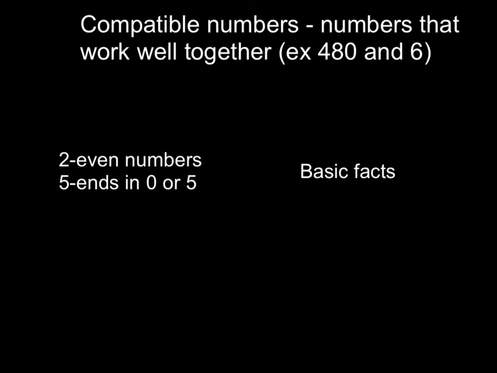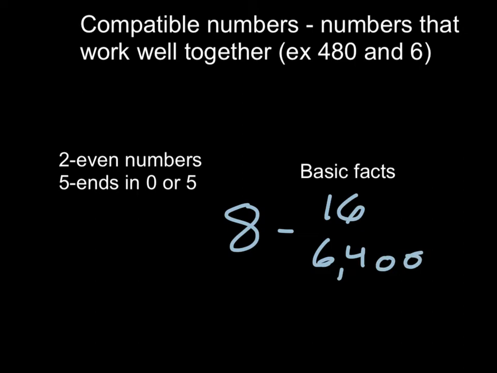As another example, something like 8 will go into 16, it'll be compatible with 16. It could go into 6,400 because 8 goes into 64. So you really just want to think about your basic multiplication facts. What is going to go into evenly?